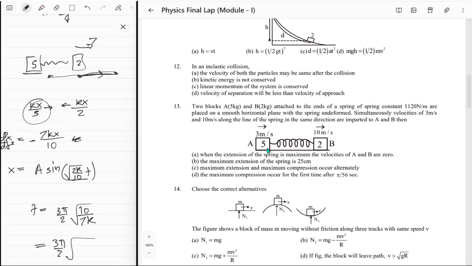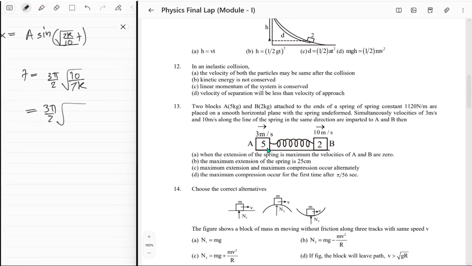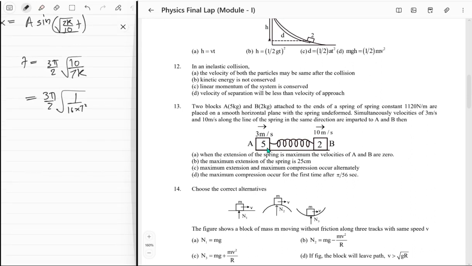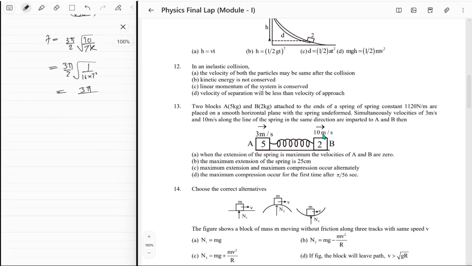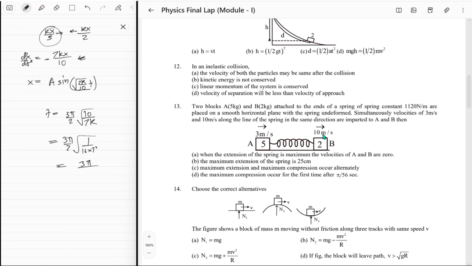Oh god, 3 pi upon 2 square root of, what is this? What was the value of k? It was 1120, so what is this? 1 upon 7 times 112, which is 16 times 7 square basically, right? So equal to 3 pi upon, this is getting all messed up, pi upon 56, I don't know. Nope, not making sense. So no, this is wrong. That's all I can say. Next question.